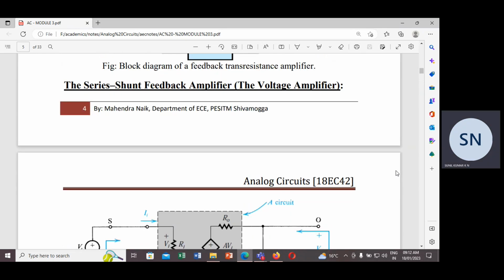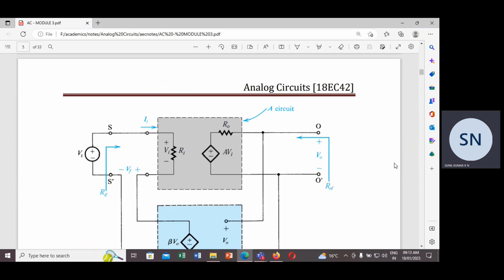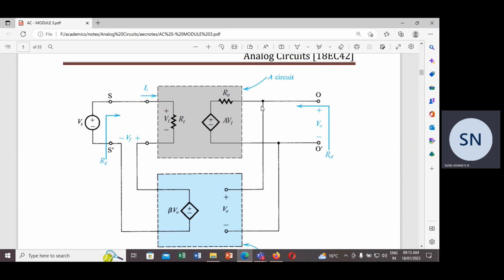So this is first the series shunt feedback amplifier, and here you can see the input and output, what the type of the signal is, and based upon that the mixing as well as how we need to take the sampling of the signal, I have told. All the amplifiers with a feedback circuit are called feedback amplifiers, and all the feedback amplifiers will be able to control the input and output resistance.